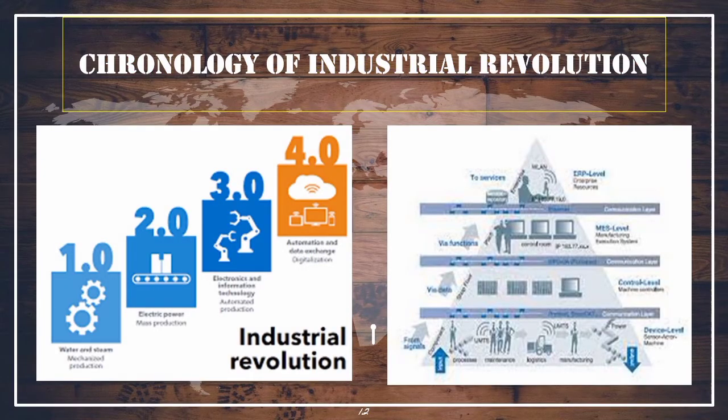The last slide is the chronology of the industrial revolution. The first industrial revolution was the use of steam power and the mechanization of production. The steam power was already known. The use of it for industrial purposes was the greatest breakthrough for increasing human productivity.